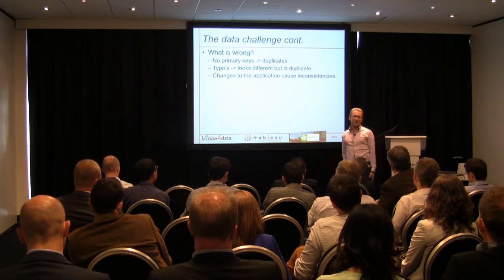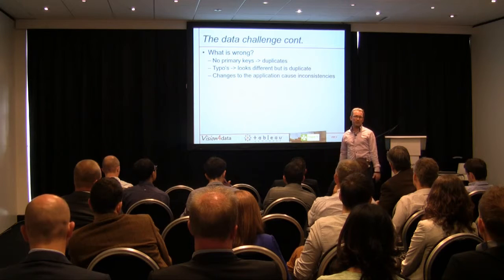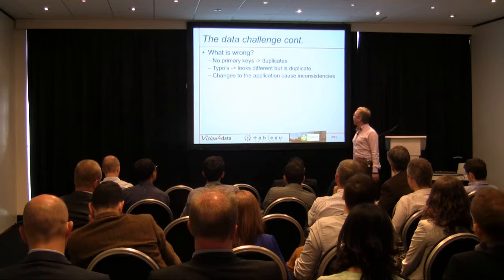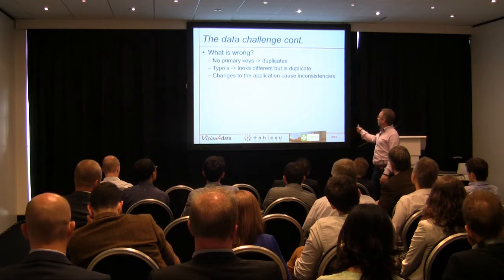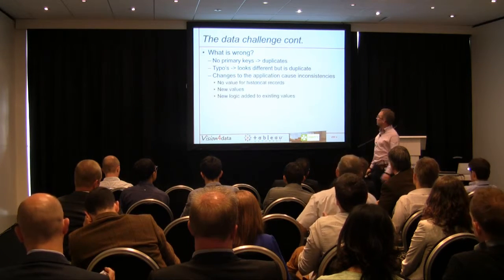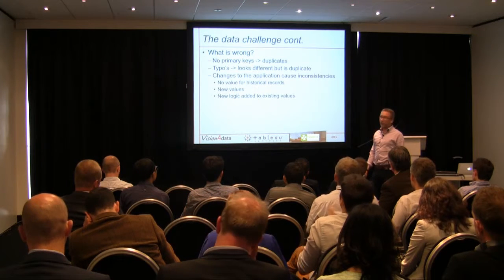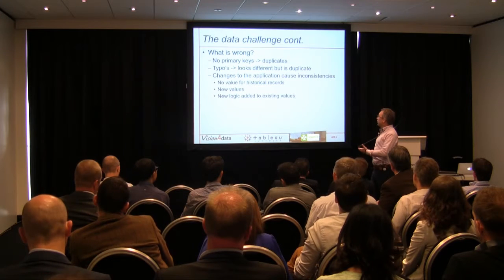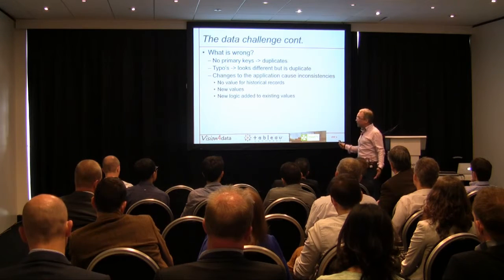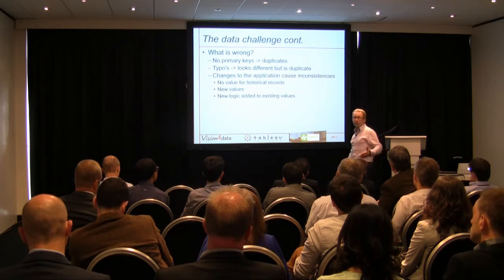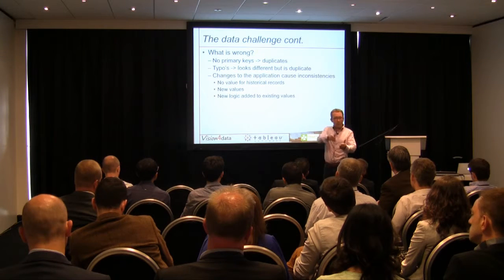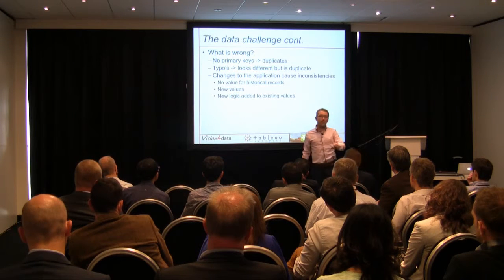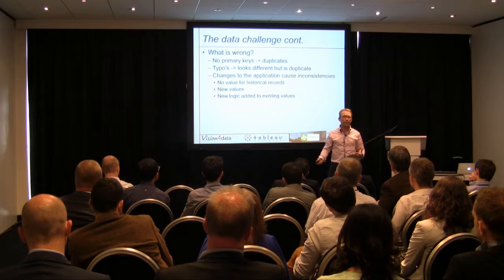Freeform text, Java applications, oh, freeform text, lovely. Good for indexing, good for data corruption. Changes to your data, to the application will cause inconsistencies like no historical records, new values that have been introduced, you're not dealing with them, or new logic has been added to existing values. So actually from January 1st, 2010, the value 10 means something different than before that day. You have to deal with it.